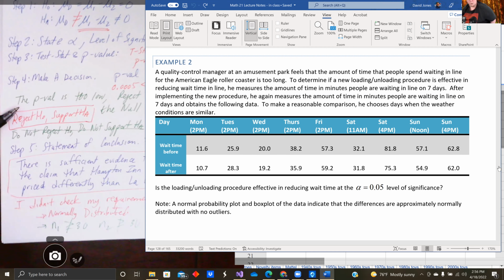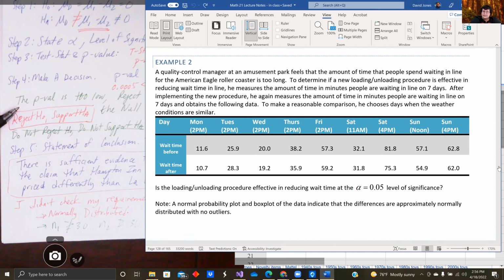The quality control manager in an amusement park feels that the amount of time that people spend waiting in line for the American Eagle roller coaster is too long. To determine if a new unloading procedure is effective in reducing the wait time in line, he measures the amount of time in minutes people are waiting in line on 7 days. After implementing the new procedure, he again measures the amount of time in minutes people are waiting in line on 7 days and obtains the following data. To make a reasonable comparison, he chooses days when the weather conditions are similar.